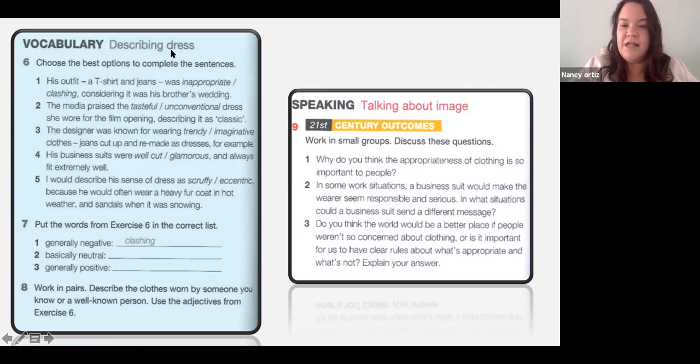I want to discuss these questions all together, okay? Because we are a small group. Why do you think the appropriateness of clothing is so important to people in society? Why do you think this is so important? Any ideas on why?